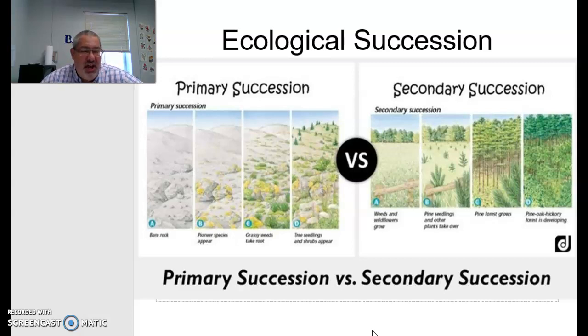So with each change of plants, you typically have a change in animals. So ecological succession has to do with how plant and animal communities change as a piece of land changes. And these changes are in part due to the different life history characteristics that these organisms, plants and animals, have.